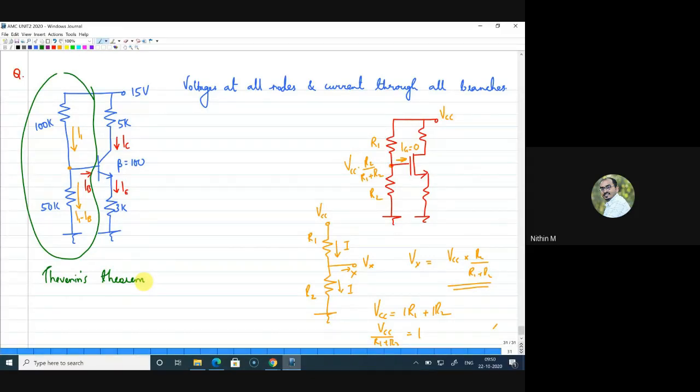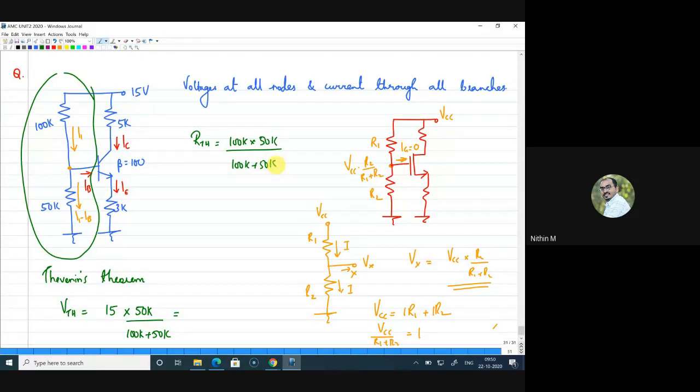So how will you find the equivalent Thevenin voltage VTH? The equivalent Thevenin voltage is obtained the same way. This is 15 into this 50k divided by 100k plus 50k. That is how we find VTH. And to find RTH, we will take the parallel combination of these two, which is 100k into 50k divided by 100k plus 50k.